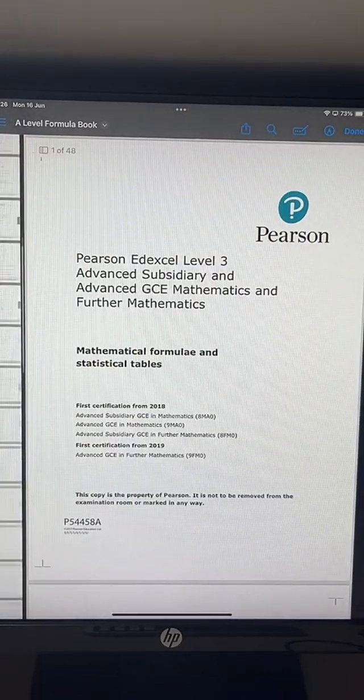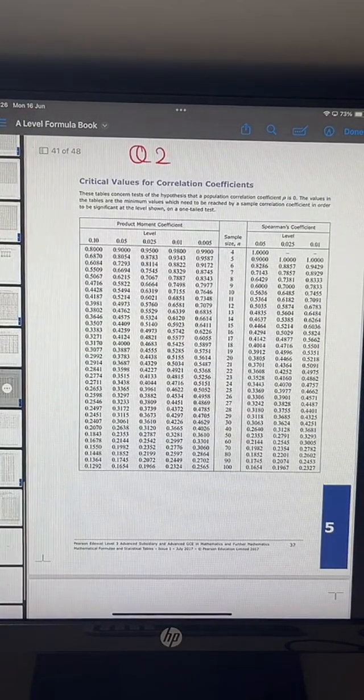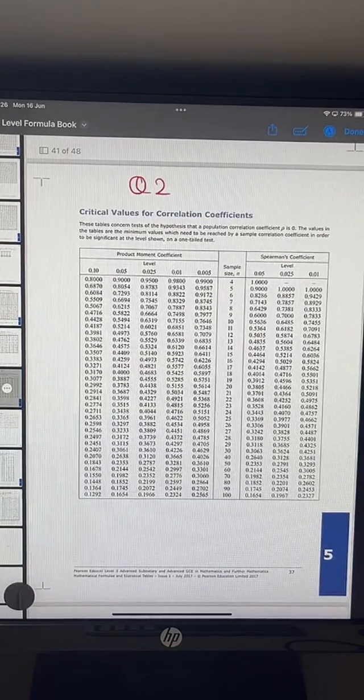So in your stats and mechanics book, you go pretty much all the way to the end there. So for question 2, your product moment correlation coefficient, what is the significance level? It is 5%. So you're going to look here, and my n is equal to 16. So it would be this value here, 0.4259. Does that make sense how you do it?